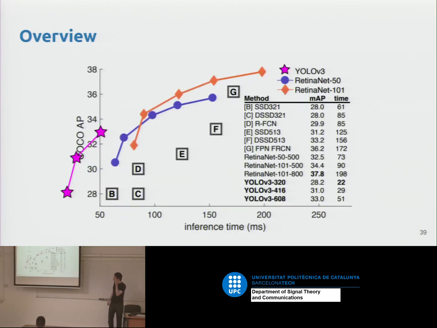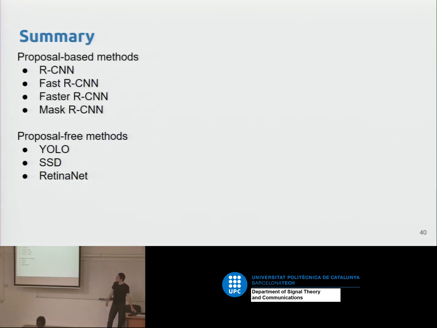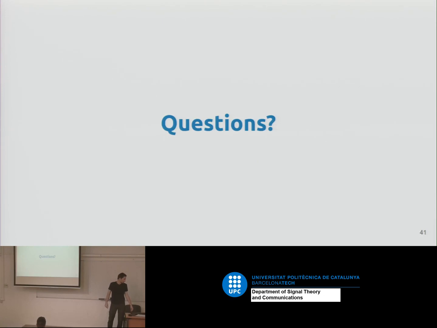So as an overview, you have here the inference time, and you have YOLO and RetinaNet. Well, it's just some numbers, but they're here for you to check if you want. So as a summary, I explained these proposal-based methods and proposal-free methods. And if you have any questions, I will try to answer them.